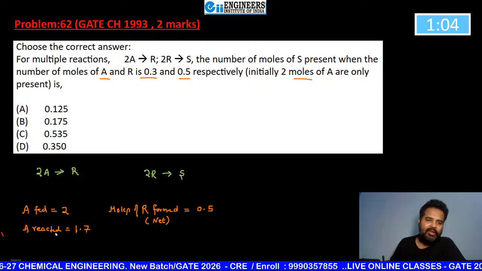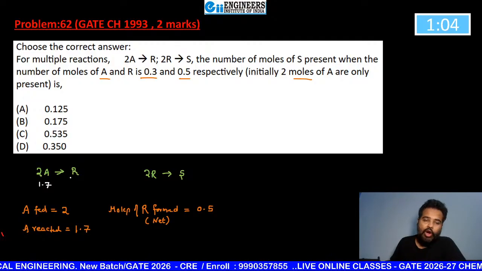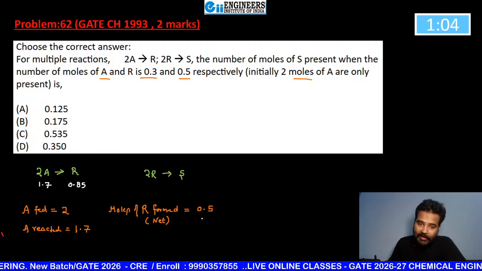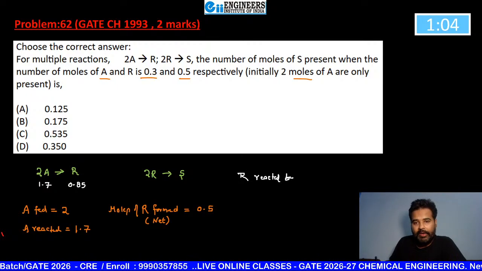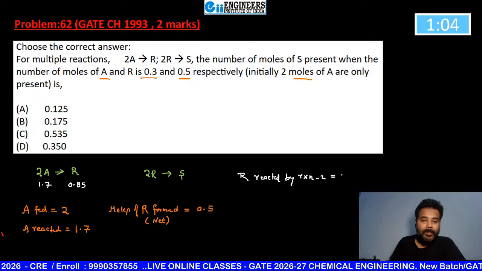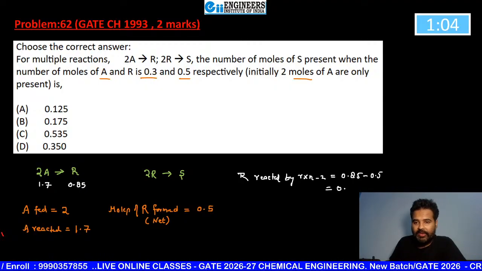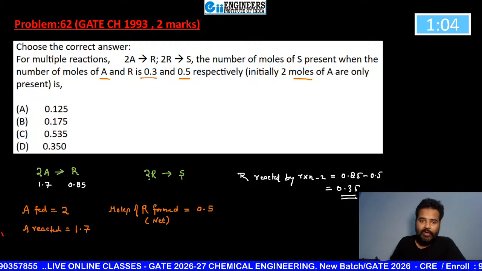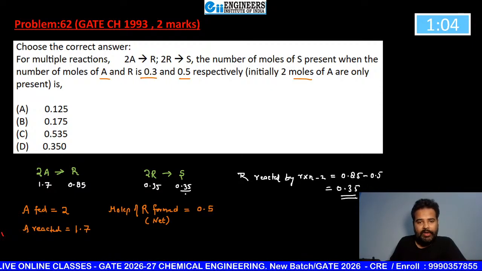Okay, now just a simple thing. You can use stoichiometry, beta. 1.7 reacted, so how much R is it going to give you? 2 will give you 1 R, so 1.7 moles will give you 0.85 R. But R is only 0.5. So R reacted by reaction number 2 is how much? Clearly 0.85 formed, but only 0.5 is left. That means from the next reaction 0.35 moles are reacted. So 1 gives you 0.5, 2 is 1, so 0.35 is going to give you 0.35 divided by 2.